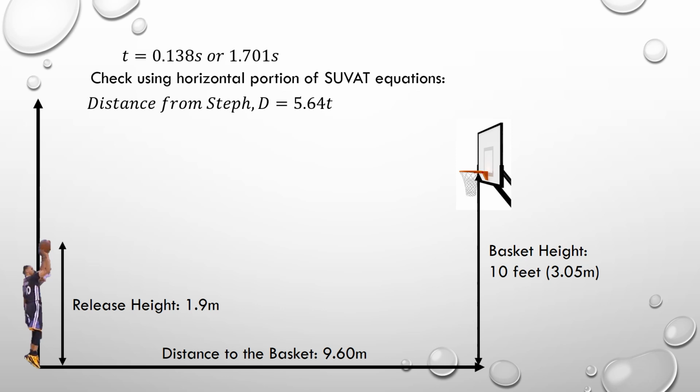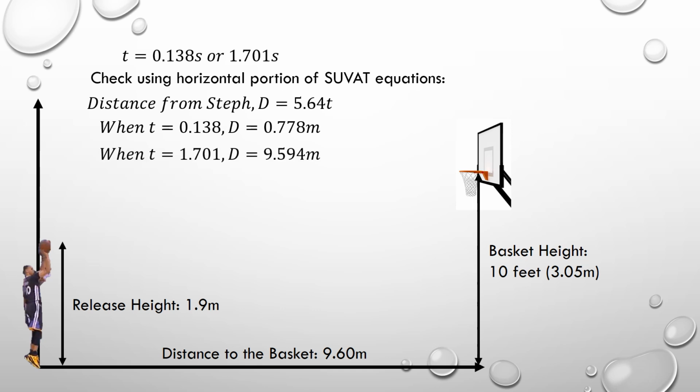Just plugging in our solutions from the previous page, when t equals 0.138, the distance away from Steph is 0.778 meters. This doesn't match what we want, because what we want is for the ball to travel 9.6 meters to the basket. So this can't be the answer. Then when we plug in t equals 1.701, the ball would have traveled 9.594 meters away from Steph. And that gets us very close to the answer that we are looking for, which is 9.6 meters to the basket. Therefore, the answer is that the ball was in the air for 1.701 seconds.